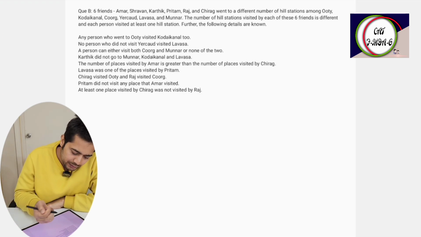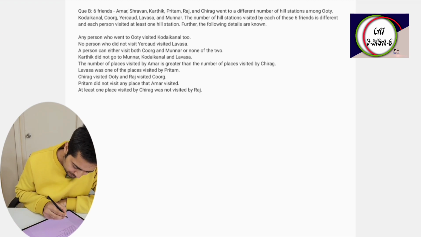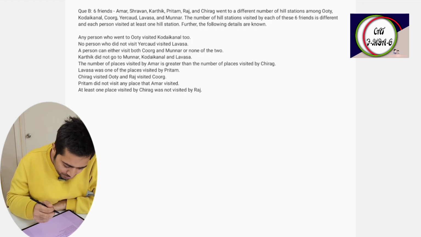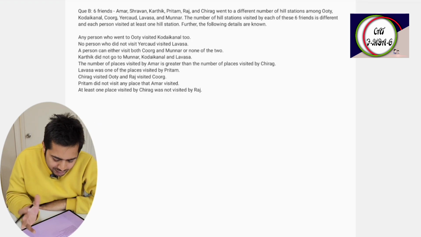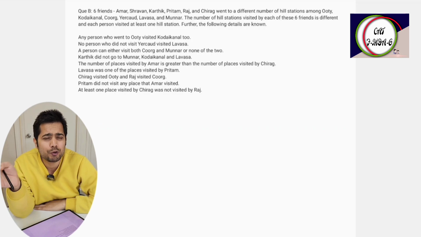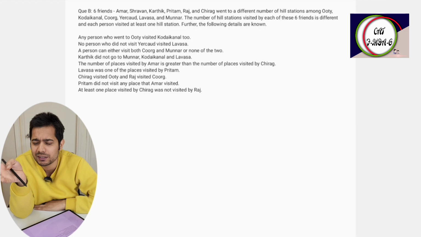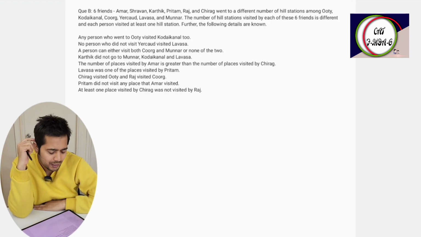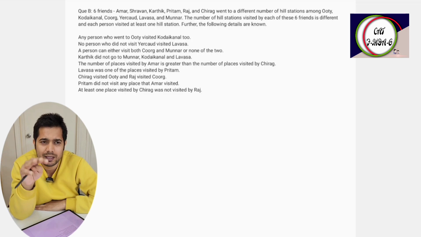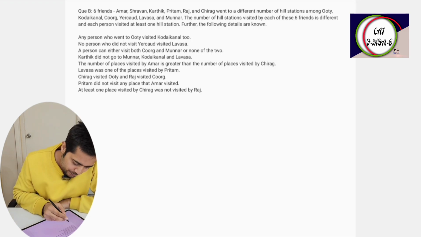Okay. 6 friends: Amar, let me write them down. In these kinds of questions, generally, see what is given. 6 friends are going to 6 different hill stations, and some comments are given about those hill stations and those persons. Once you start solving, you will get an idea. In these kinds of questions, you have to form a table.